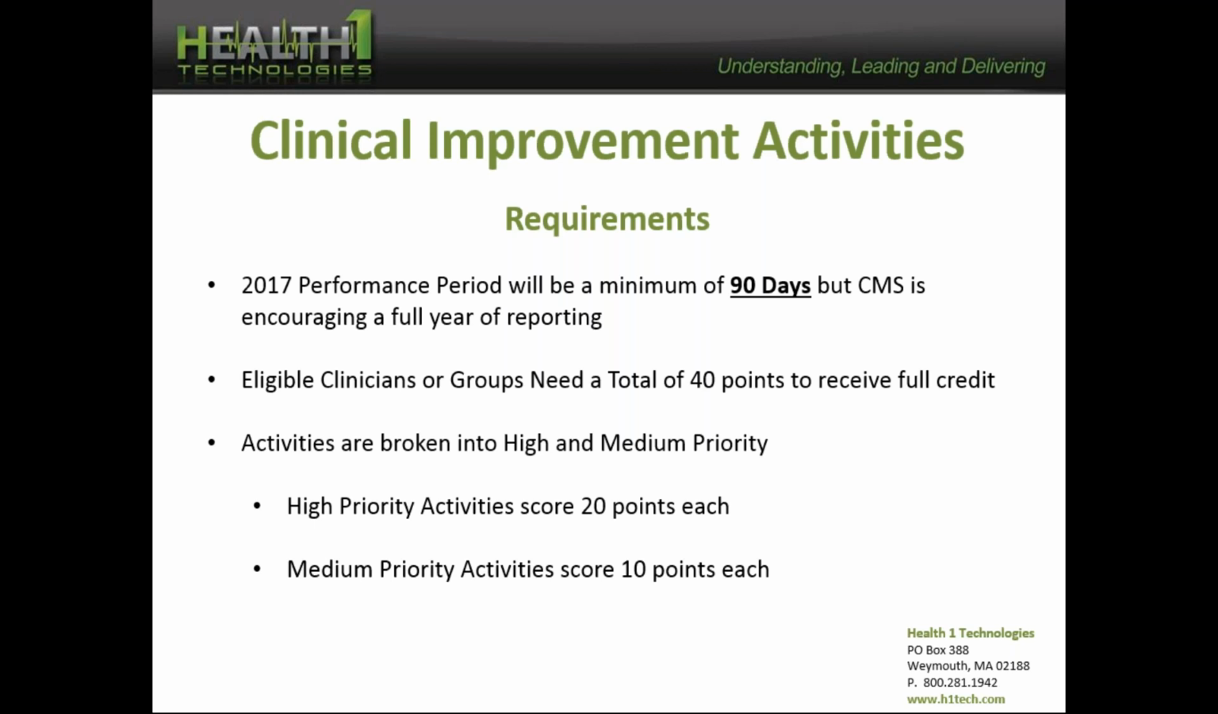Each clinician or group needs a total of 40 points to receive the full credit. So that's basically the maximum that you can get, 40 points. And the activities are broken into two categories, high and medium. If you choose a high priority activity, you get 20 points for each activity. And if you choose a medium priority, you get 10 points for each activity.